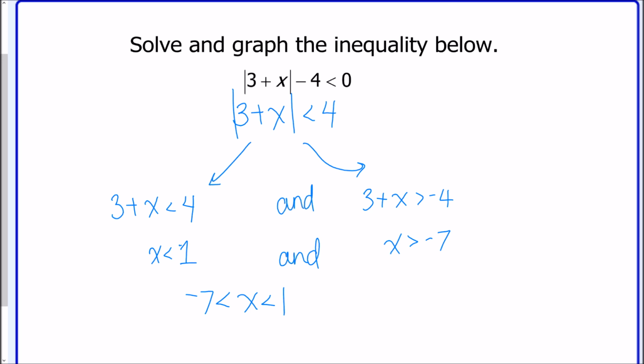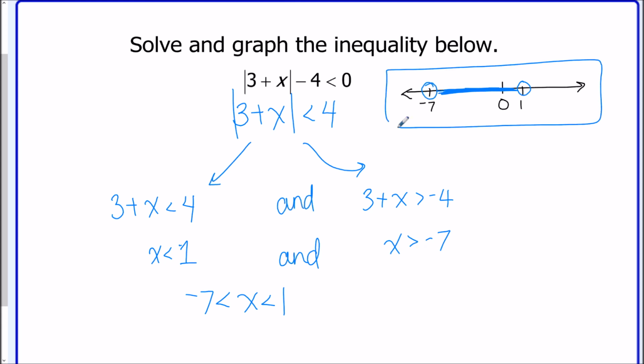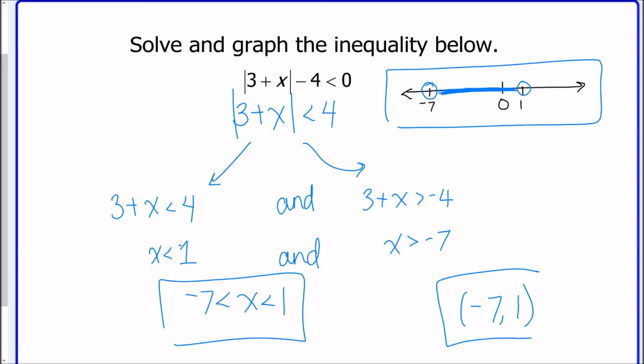Okay, if I wanted to show this on a number line right here, because it says to solve and graph, I'm going to indicate where I have -7, it's over here, and then I have 1 over here. It can't be equal to -7 because it's just greater than -7, and it can't be equal to 1 because it's just less than 1, and it's everything inside of here. Okay, and then I'm just going to write my answer in interval notation, and then I will be done with this question. So my answer is going to be from -7 to 1 with open brackets because it can't be equal to -7 or 1.